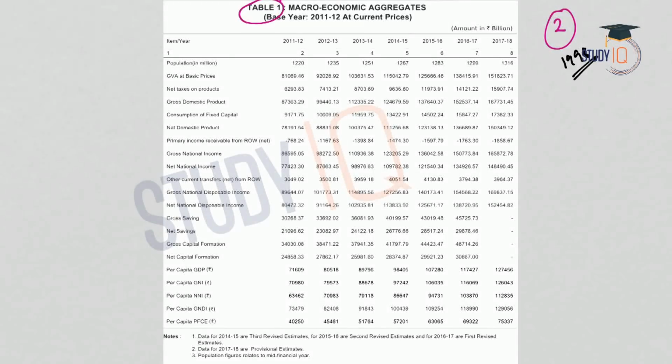Table 1 analyzes various macroeconomic aggregates. So what is macroeconomic aggregates? Those aggregates or indicators which impact the entire economy, that is at the macro level. So those are population, GVA at basic prices, net taxes, GDP, consumption of fixed capital, net domestic product, etc. We will see one by one. First one is population in million. From 2011-12 to 2017-18 a comparison is made. So we will see there is an increase in the population.